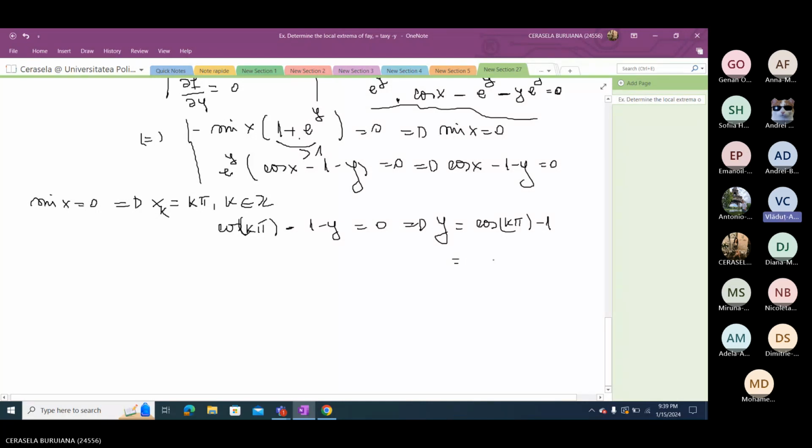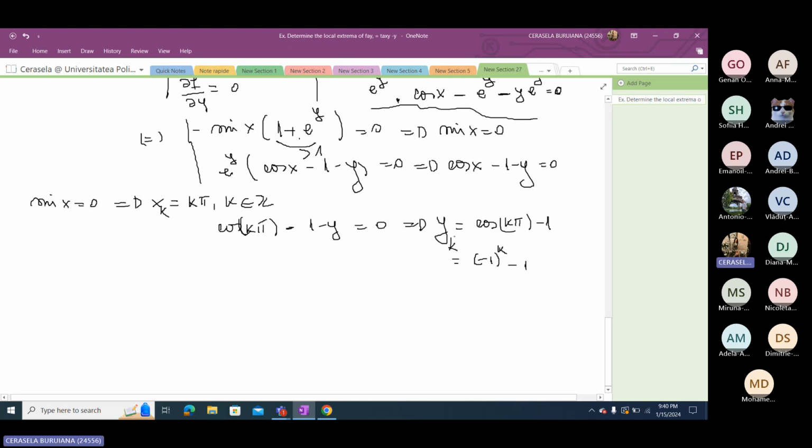1 or minus 1. Exactly. So do you agree to write the value of cosinus as (-1) power k? Yes. Let's think. When k is 0, cosinus of 0 is 1. Cosinus of pi is -1. Cosinus of 2 pi is 1. So we remark that actually cosinus of k pi is (-1) power k.